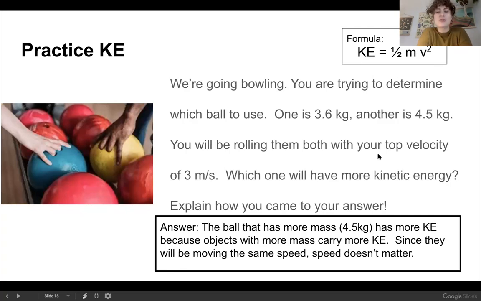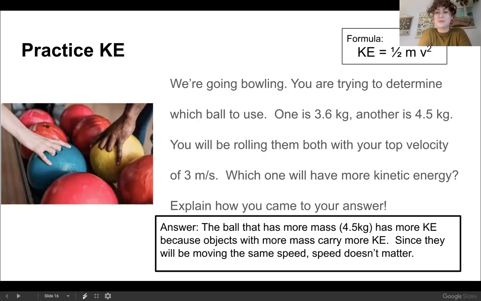So one possible correct answer is the ball that has more mass, 4.5 kilograms, has more kinetic energy because objects with more mass carry more kinetic energy. Just kind of like I talked to you at the beginning with the bowling ball and the bouncy ball. Since they will be moving at the same speed, speed doesn't matter.